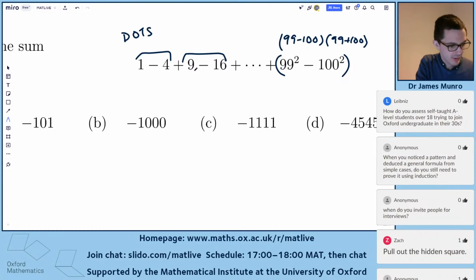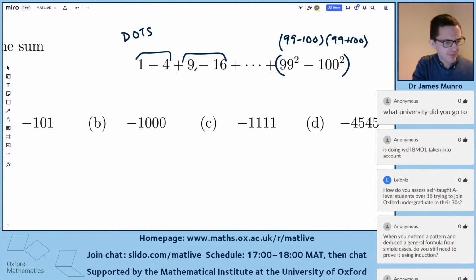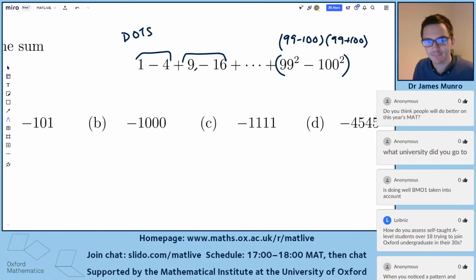Okay. BMO 1, we don't compare people's scores on BMO 1 because not everybody's done it. We have the MAT. Not everyone knows about BMO 1. Do I think people will do better on this year's MAT? I think you personally will do very well on this year's MAT. What university did you go to? I went to Cambridge.